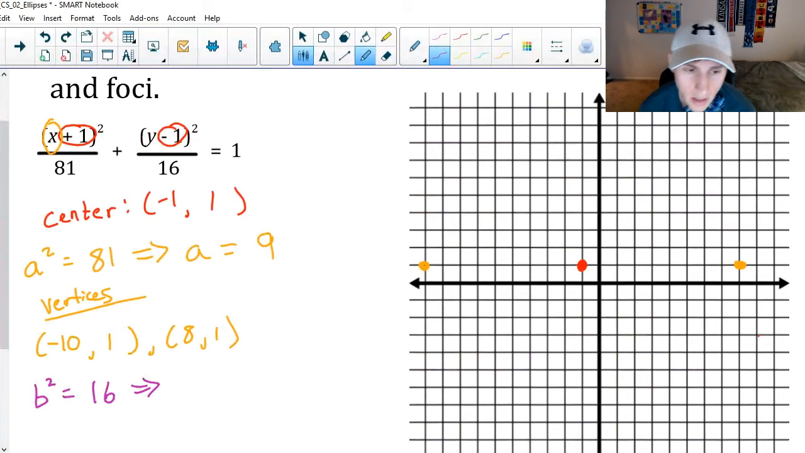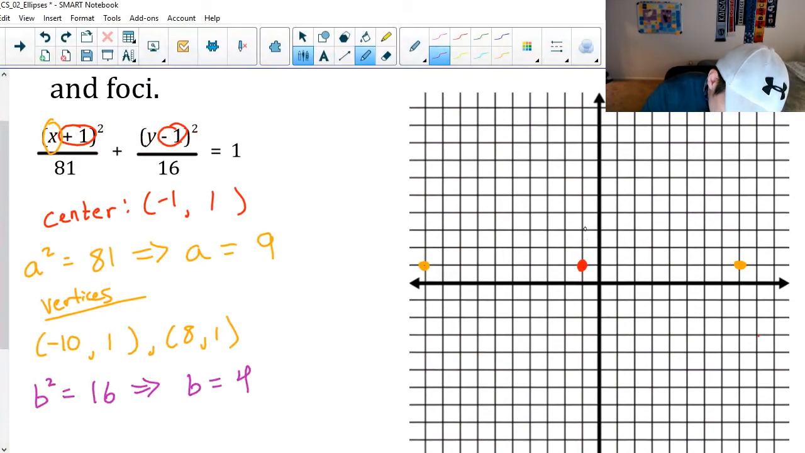Co-vertices, so we need to look at b squared, right? Whatever denominator we didn't use for a squared is now for b squared. So b squared is 16, which means that b is 4. And b, remember, determines the minor axis and the co-vertices. So instead of going left and right 4, we're going to go up and down 4.